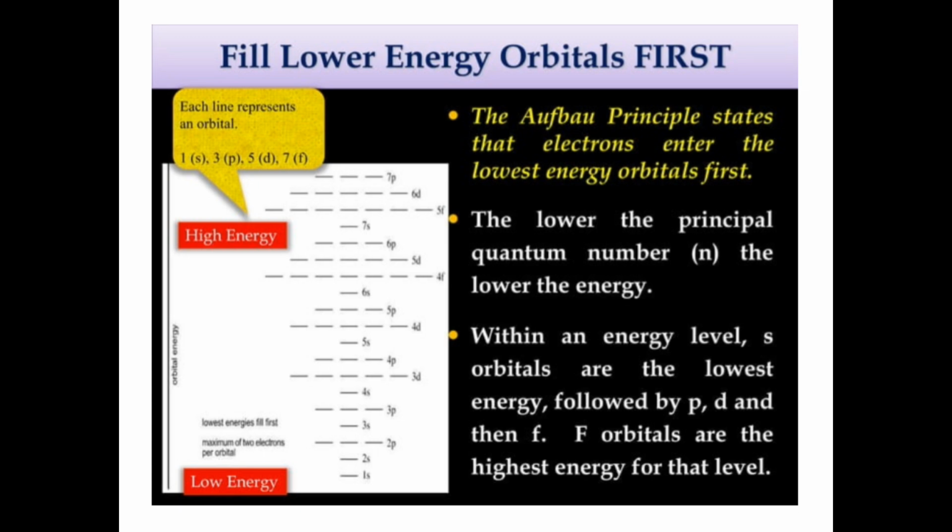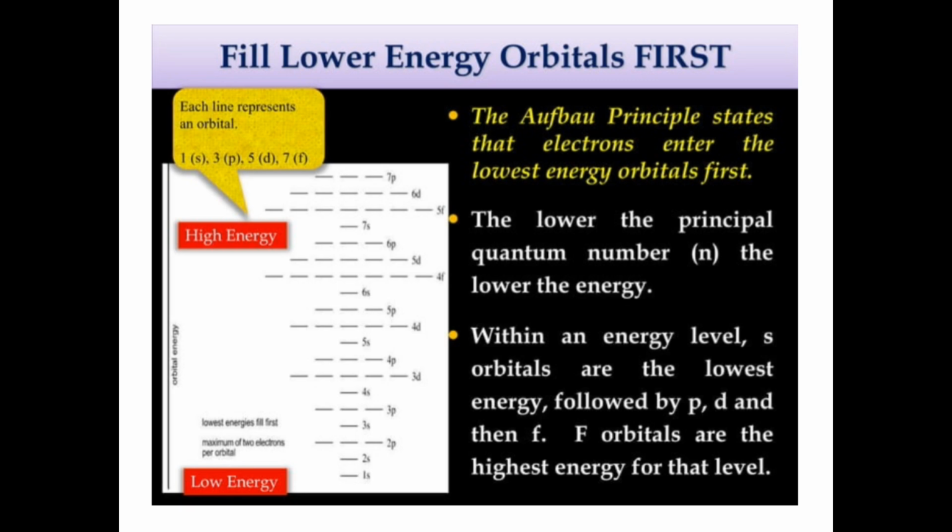Quickly look at the picture at the side of this. You will see that we are starting with 1s, followed by 2s, followed by 2p, followed by 3s, followed by 3p, followed by 4s, followed by 3d. Why are we having 4s before 3d?